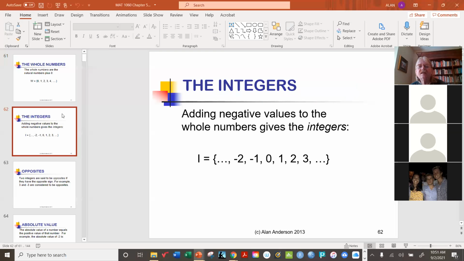So by adding all the negatives, we now have a new set called the integers. And if you notice here, I've got ellipses going both ways, in case you're interested, ellipsis is singular, the plural is ellipses. And so you notice here we go all the way up to positive infinity, and here we go all the way down to negative infinity. So these are the numbers that do not have a fractional component, but we do have, for the first time, negative numbers.